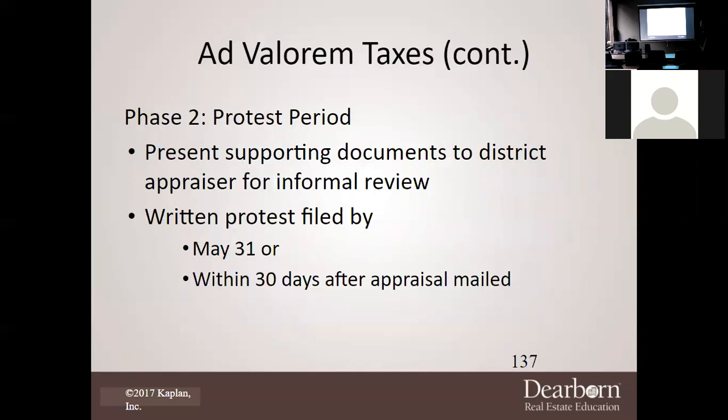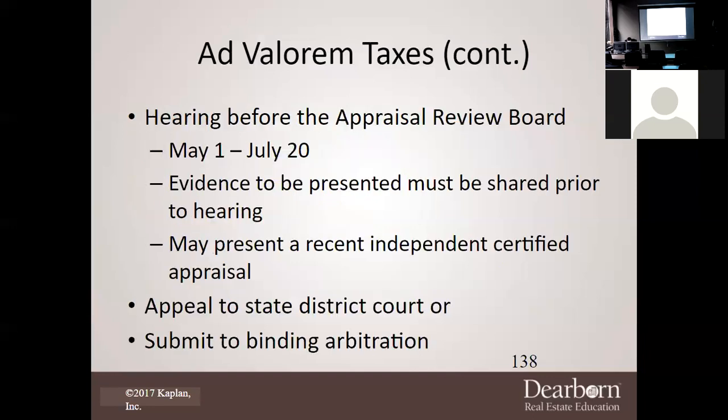You don't want that. Now, phase 2 is they're going to present the supporting documents to the district appraiser for what's called an informal review. Okay? And a written, keyword written, protest has to be filed by May 31st or within 30 days of you getting the appraisal in the mail. There will be a hearing before the Appraisal Review Board. This is basically arbitrators. There's a board of them, between May 1st and July 20th.